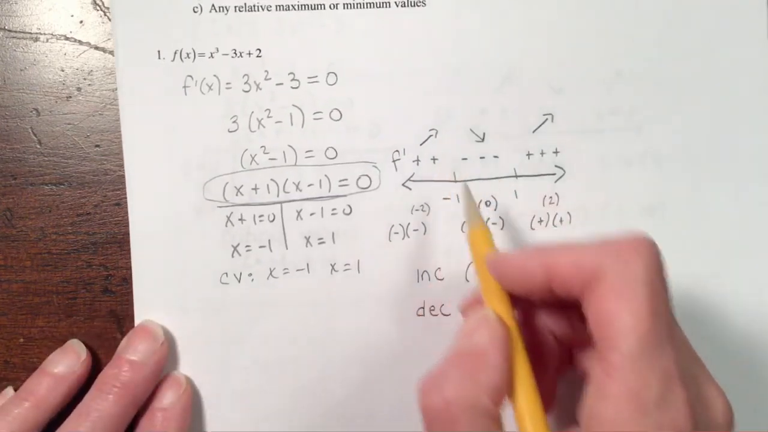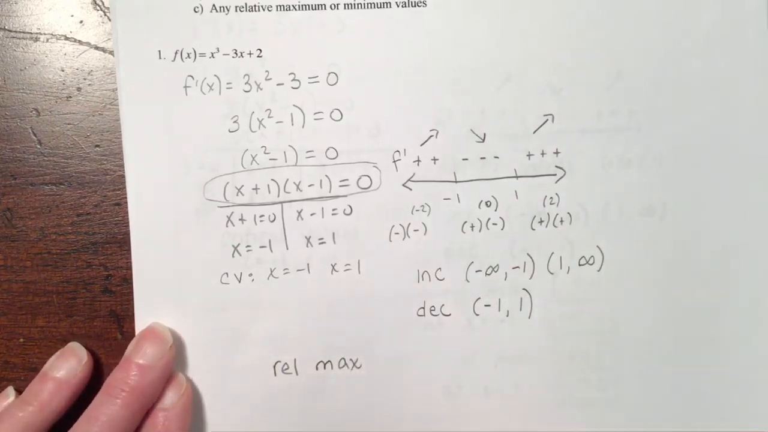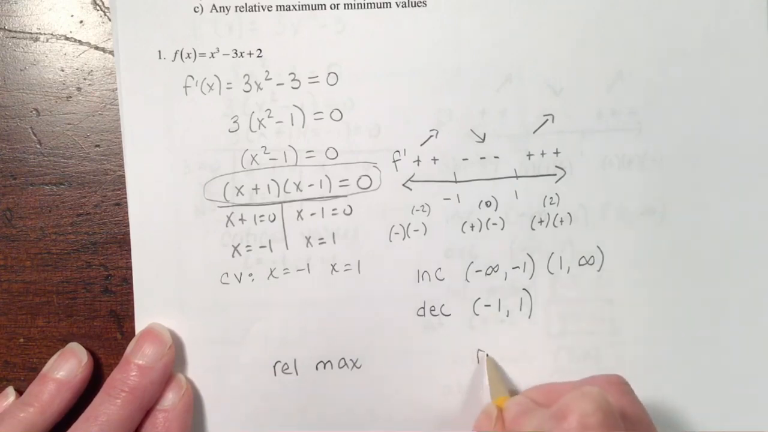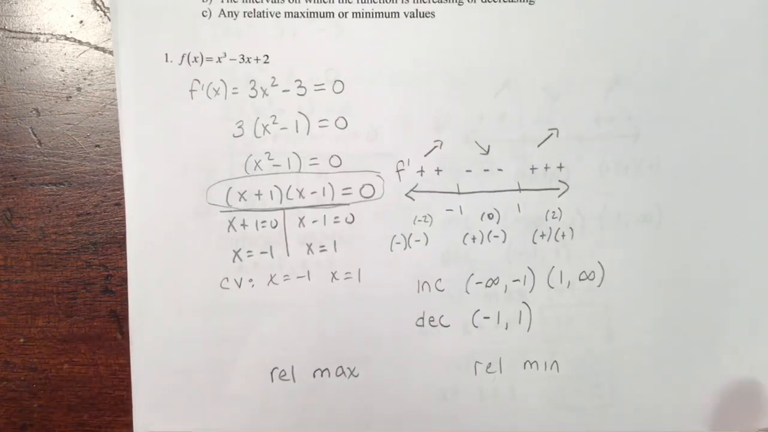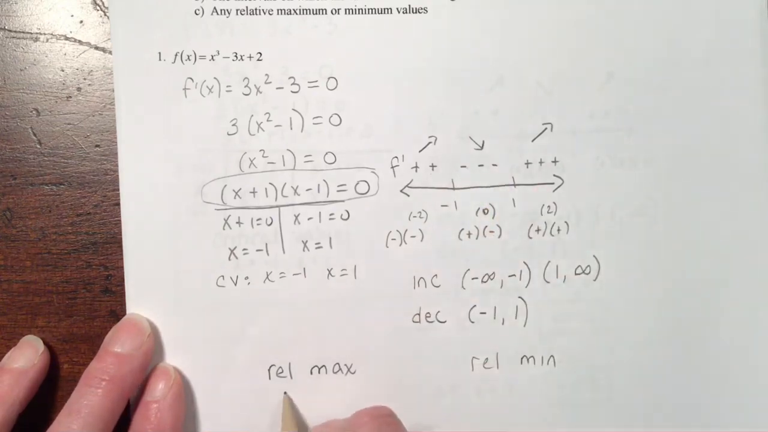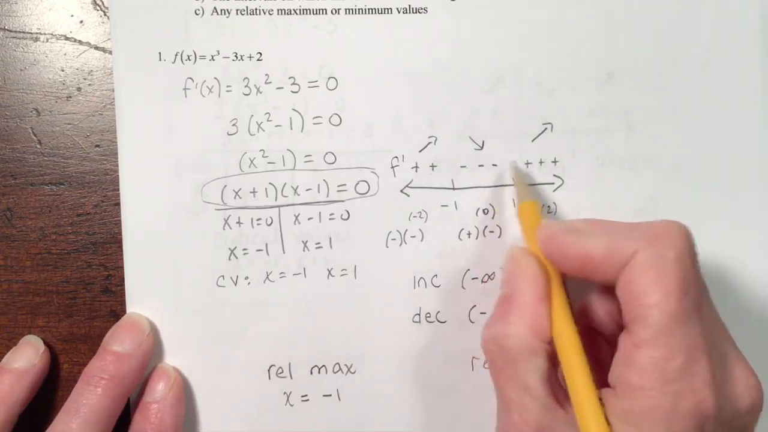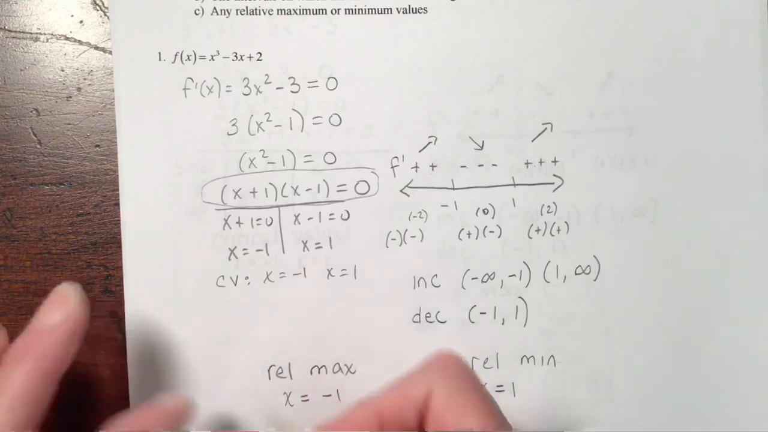Now remember, a maximum is going to be where the derivative goes from positive to negative, and a minimum value is going to occur when the derivative goes from negative to positive. So if I'm looking at my number line here, I'm going to have a maximum value when x equals -1, and I'm going to have a minimum value when x equals 1. But these are the x values where they occur. Sometimes you'll be asked to find the y value, because that's technically the maximum value of the function.